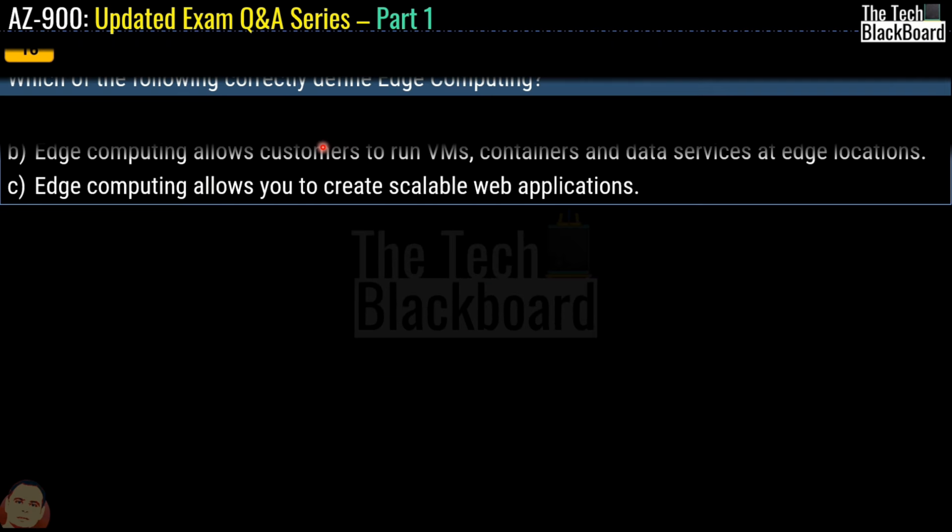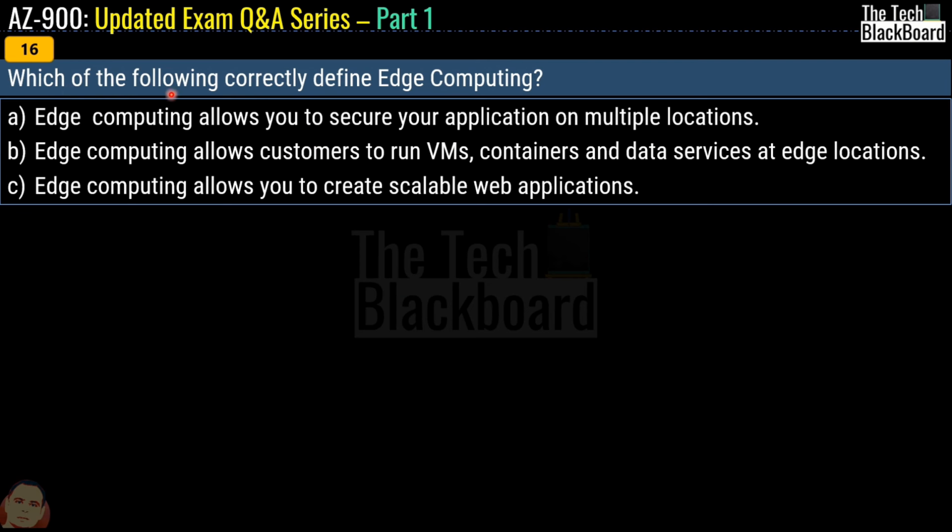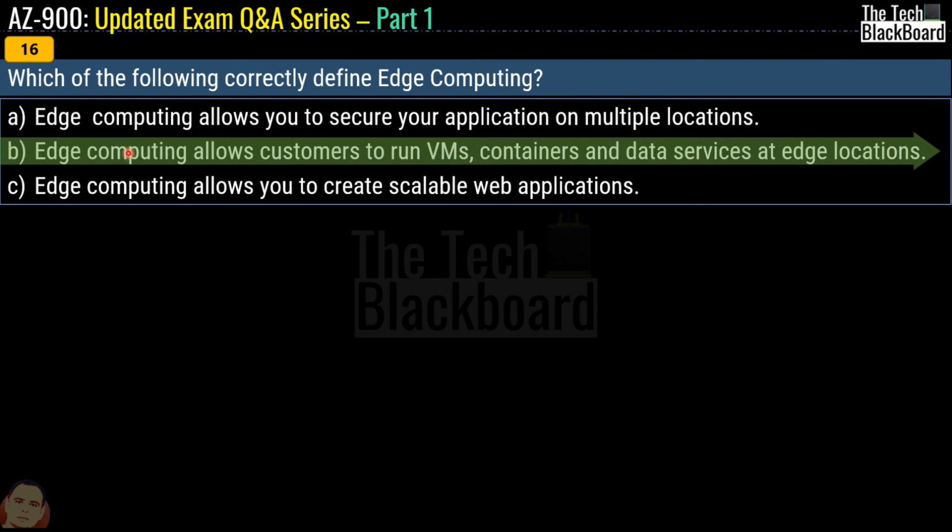Now let's move to question number 16. The question says, which of the following correctly defines edge computing? Your options are: edge computing allows you to secure your application on multiple locations, or edge computing allows customers to run virtual machines, containers, and data services at edge location, or the third option is edge computing allows you to create scalable web applications. And the correct answer for this question is option B, which says edge computing allows customers to run virtual machines, containers, and data services at edge location.